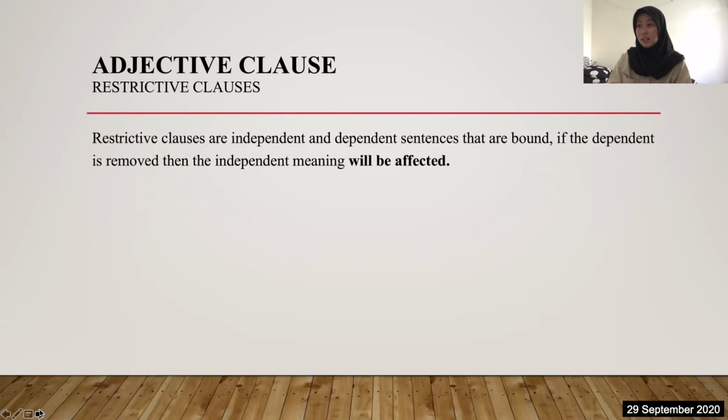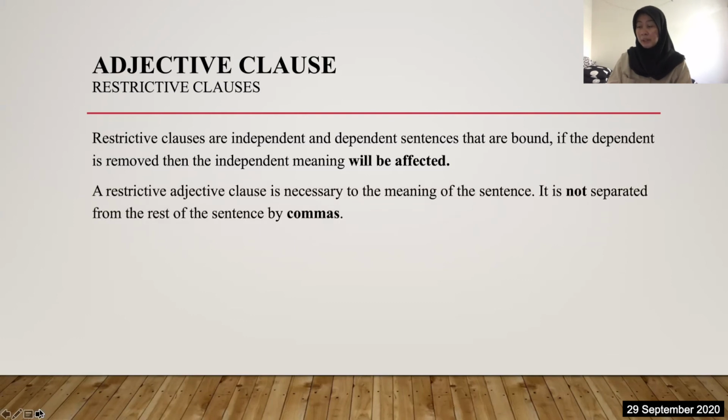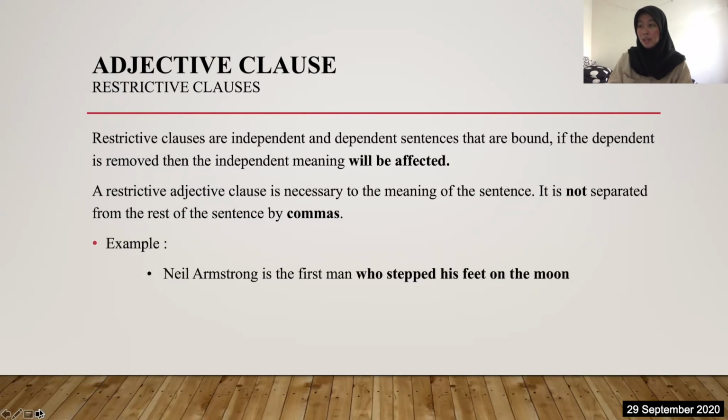Restrictive clauses are independent and dependent sentences that are bound. If the dependent clause is removed, then the independent meaning will be affected. A restrictive adjective clause is necessary to the meaning of the sentence. It's not separated from the rest of the sentence by commas. Example, Neil Armstrong is the first man who stepped his feet on the moon. The girl who broke up with you was taken by another boy yesterday.